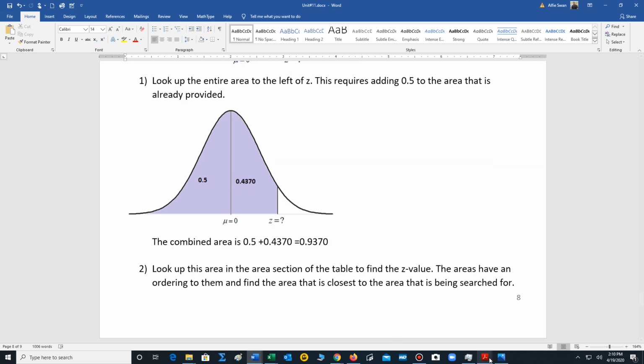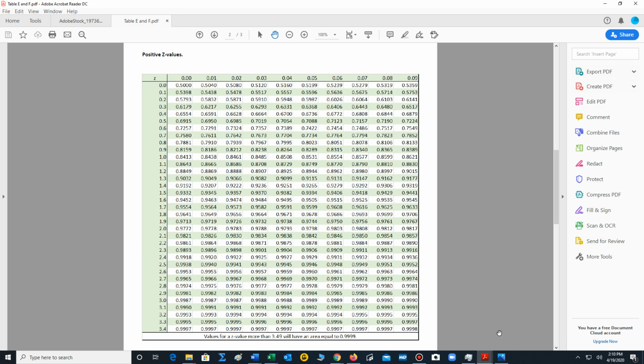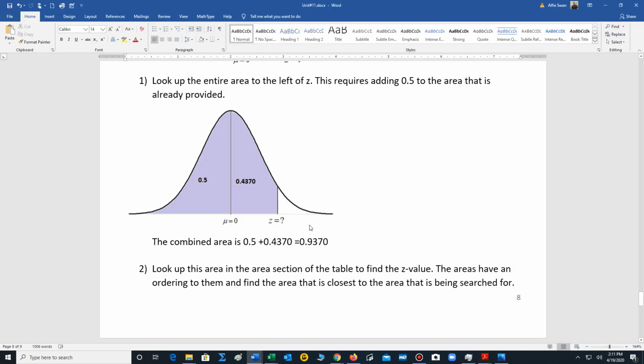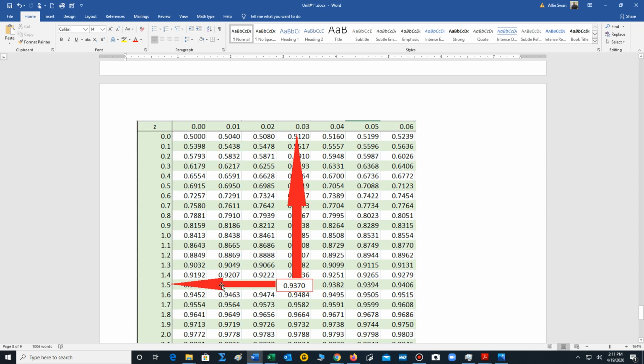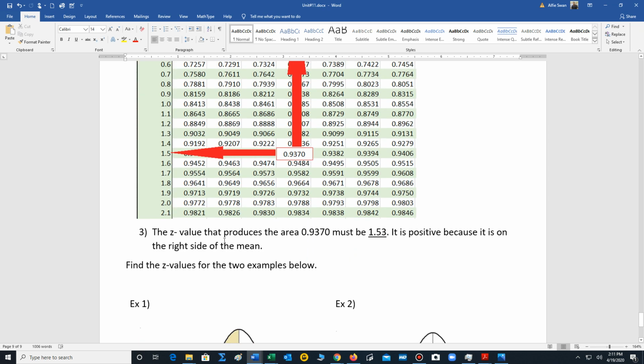And now we're going to go back to our table, and we're going to look up, not on the outside, but on the inside for 0.9370. It's ordered, but it's a little chaotic because there are so many numbers, but you have to search out 0.9370. And there it is right there, 0.9370. And so you look to the left, 1.5, and you look up 3. That tells us that the z-value should be 1.53. I kind of pointed out here with this example, the z-value that produces this area must be 1.53.